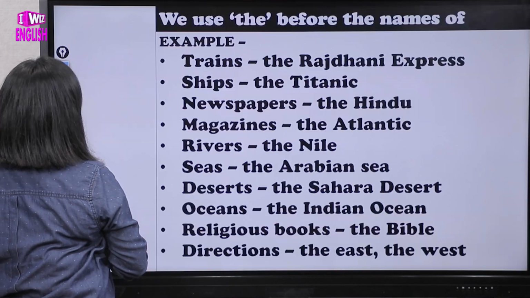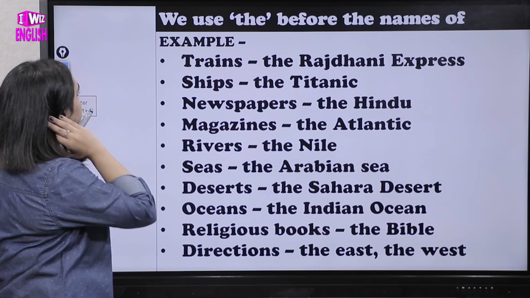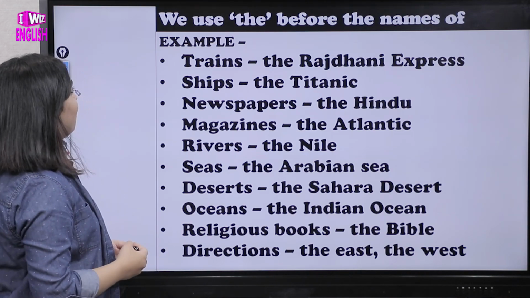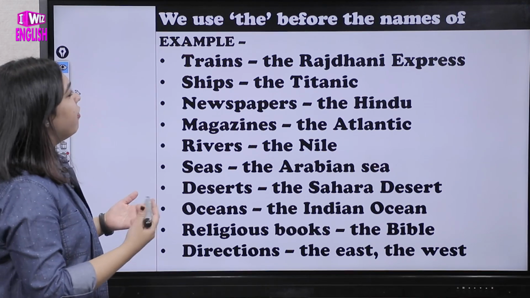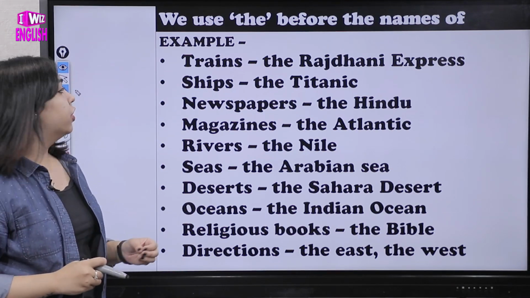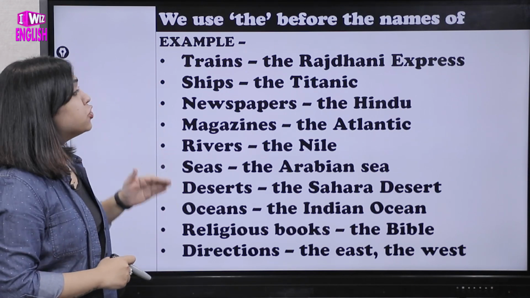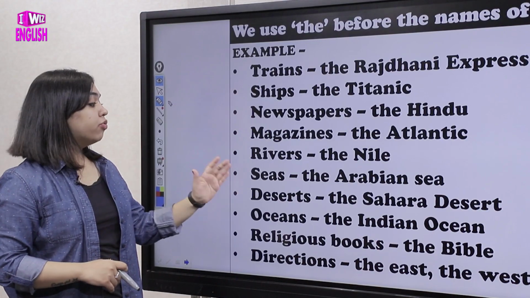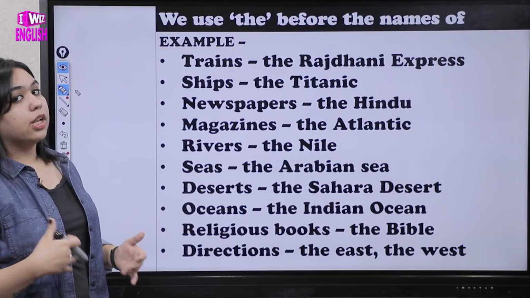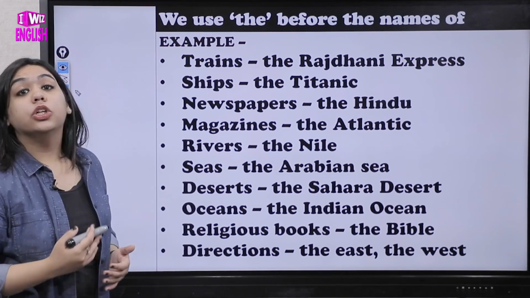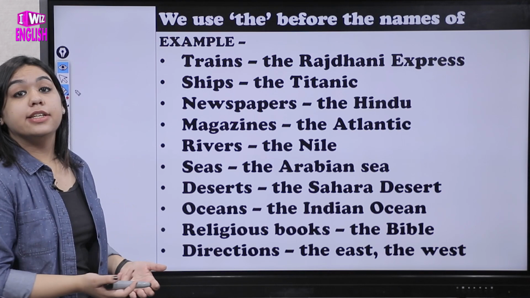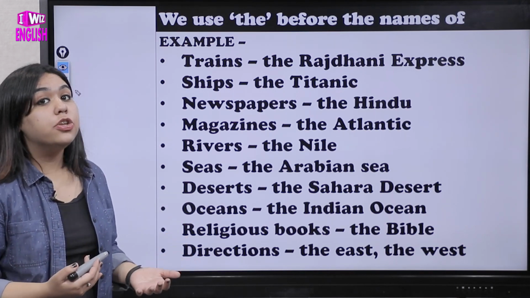Moving forward. Now, this is another area where we're going to use the article "the". We use "the" before the names of trains, names of ships, newspapers, magazines, rivers, seas, deserts, oceans, religious books, directions. Let us read. For example, the Rajdhani Express. She is coming by the Rajdhani Express. The Titanic. The Hindu is the best newspaper.